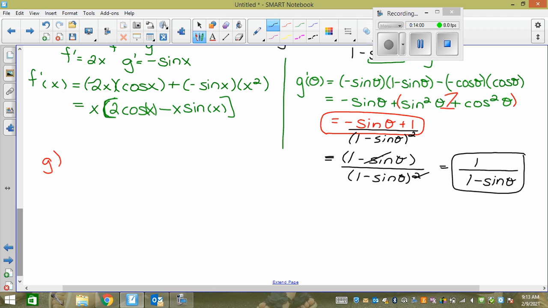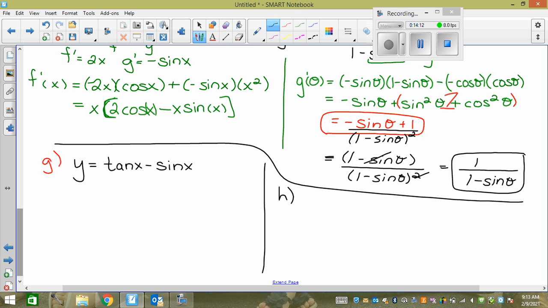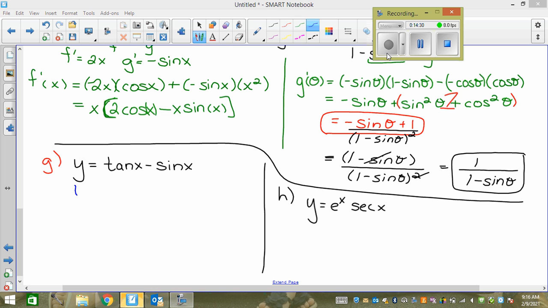Okay. G, y equals tan x minus sine x. And h, y equals e to the x secant x. We're going to try the other derivative. So when we do the derivative of tan x, it's secant squared x. And then minus the derivative of sine x is cos x. So y prime equals secant squared x minus cos x.